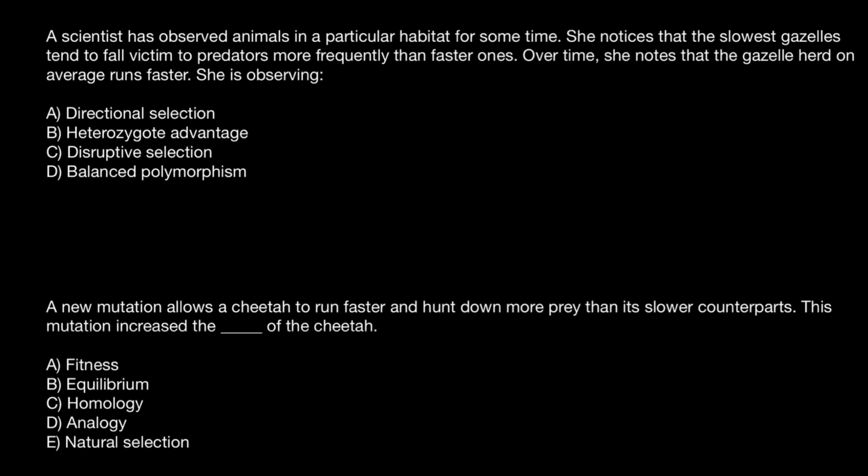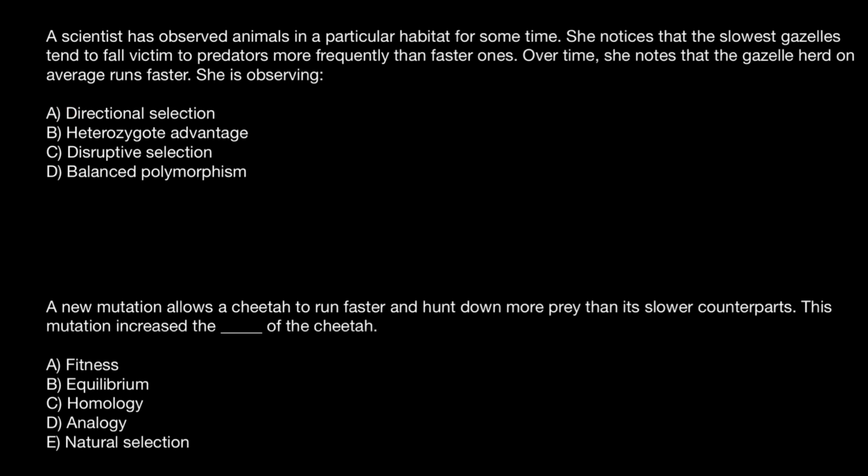The first problem is: a scientist has observed animals in a particular habitat for some time. She noticed that the slowest gazelles tend to fall victim to predators more frequently than faster ones. Over time, she noticed that the gazelle herd on average runs faster. She is observing, and you have to choose one of these answers.